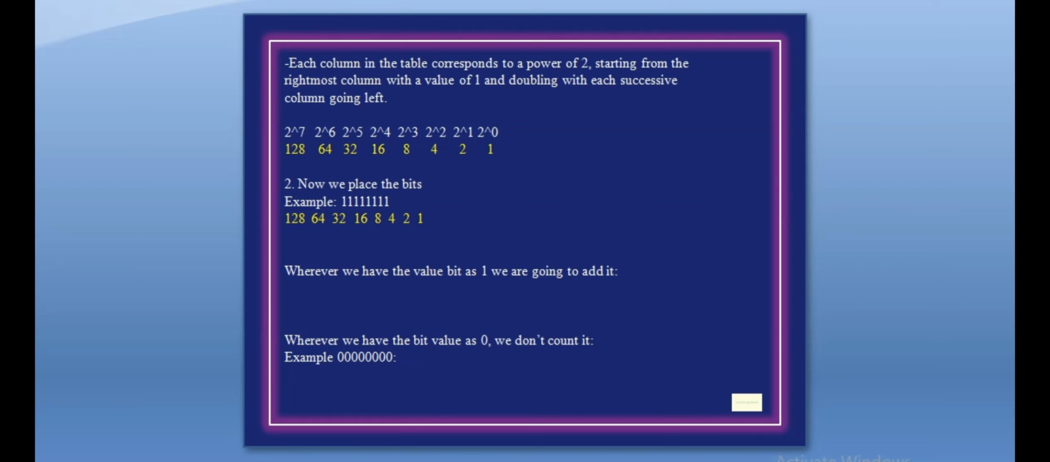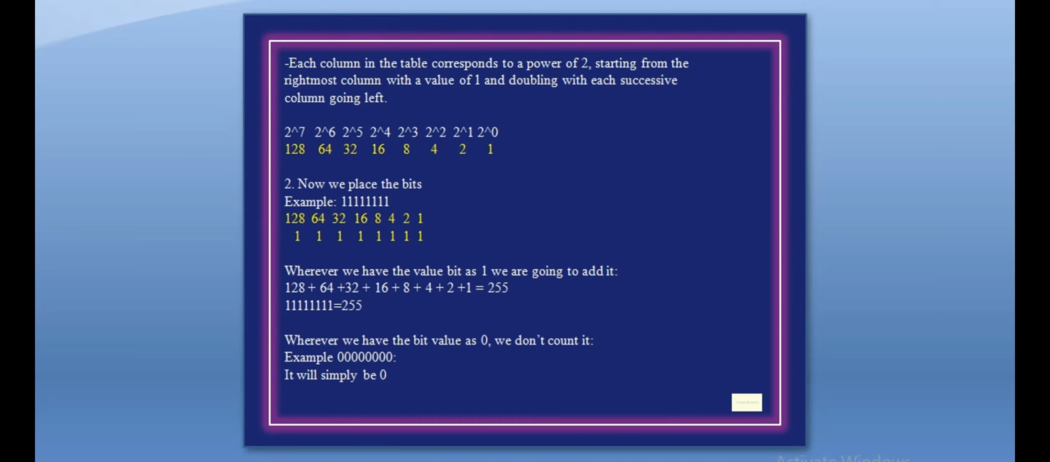Moving to step number 2, we are going to place the bits in the table. So here for example, we need to find the decimal equivalent of 1111 1111. We first make the binary place value table, and then we place the bits one by one in the column. And here is one thing that you remember: we are going to add the values with the bit value of 1. So this will become 128 plus 64 plus 32 plus 16 plus 8 plus 4 plus 2 plus 1, which equals 255.